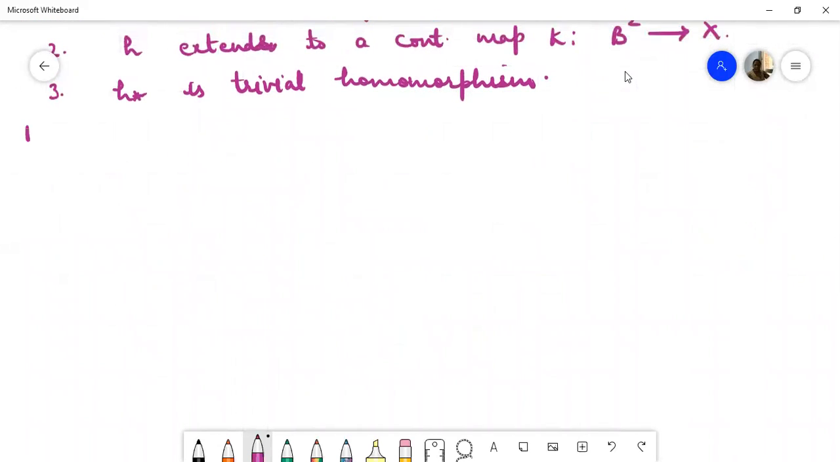So let us prove this result. Now we prove here 1 implies 2. This means if H is null homotopic, then H can be extended to K, which is a continuous map defined on B2.